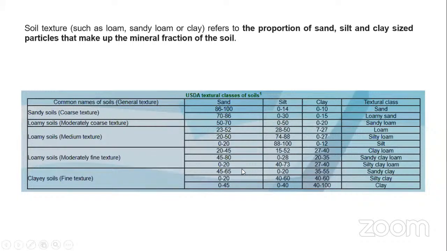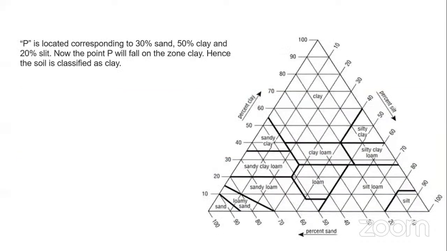In that way, for clay soil, you can see that sand percentage decreases to less than 50%, or in some cases less than 20%, and clay percentage increases to more than 40%. So in that way the textural classes are made. This is a textural triangle through which we can determine the texture of a soil. If you know the sand, silt and clay percentage of a soil, you can determine the texture class of that particular soil using this triangle.